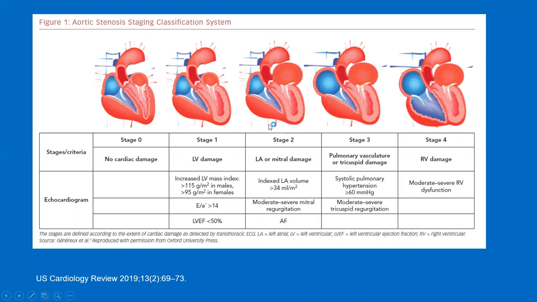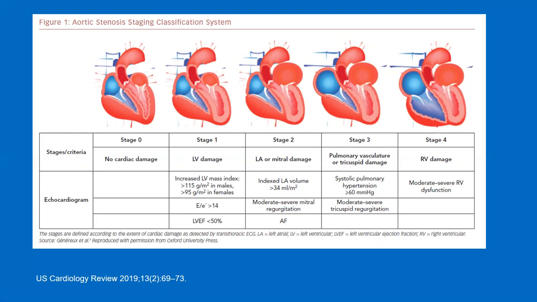In stage 2, there is left atrial or mitral valve damage. So the left atrium is enlarged, more than 34 milliliter per meter square. There is moderate or severe mitral regurgitation, and there can also be atrial fibrillation. So any one of these echocardiographic findings puts the patient at stage 2, in other words, at a more advanced degree of left ventricular or left atrial damage.